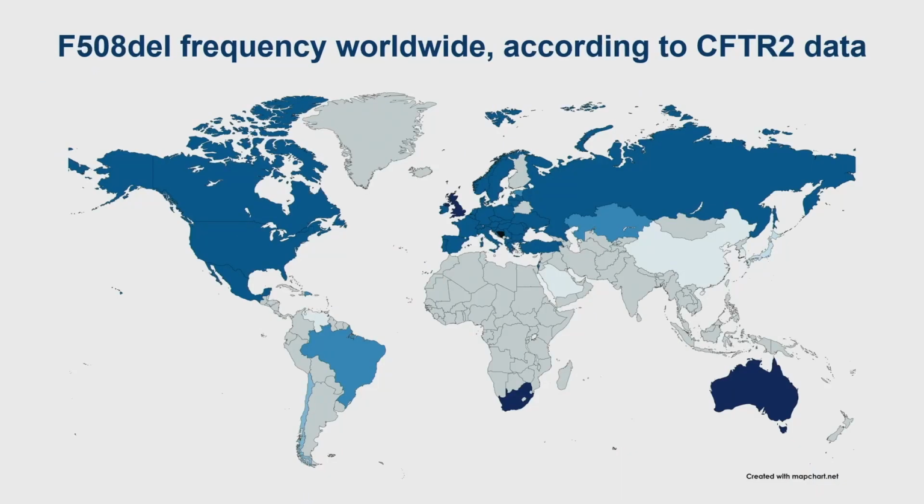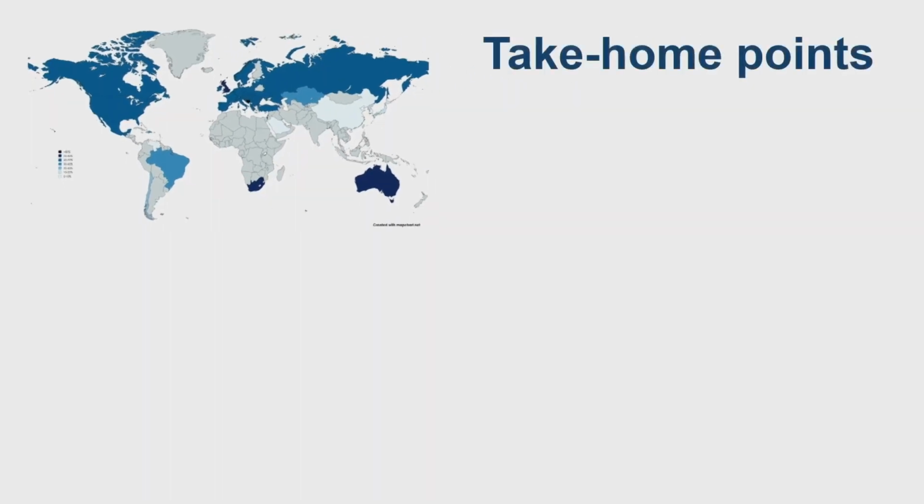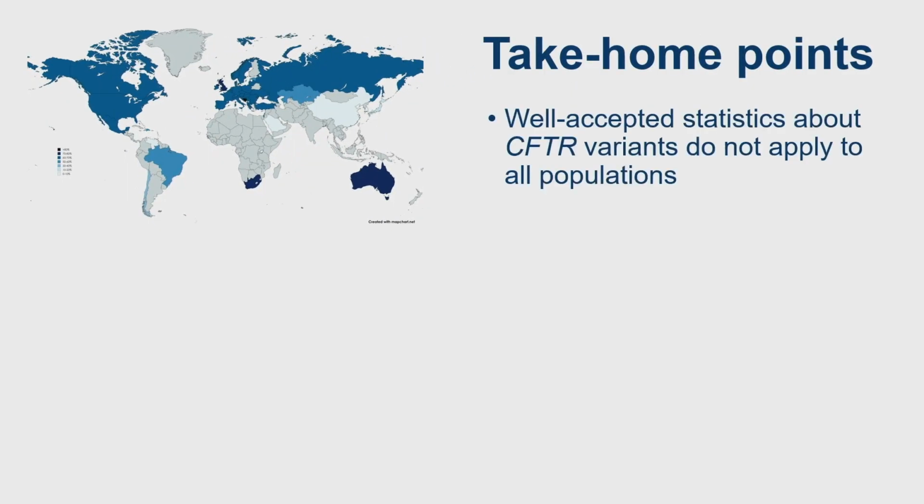So I'm going to wrap up here and bring us back to where we started. We can learn a lot, actually, just by looking at the frequency of delta F508 around the world, because it gives us an indication of where we should be looking for other things beyond delta F508. Well-accepted statistics about CFTR variants do not apply to all populations. That's number one take-home point. I think people probably know that, but I'll say it.